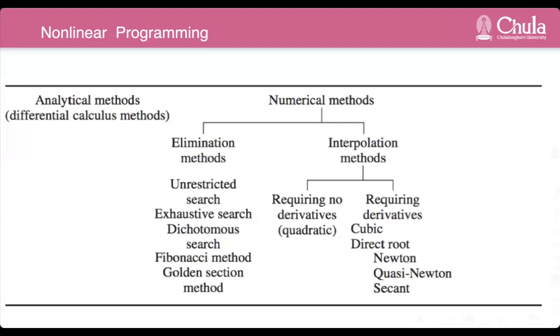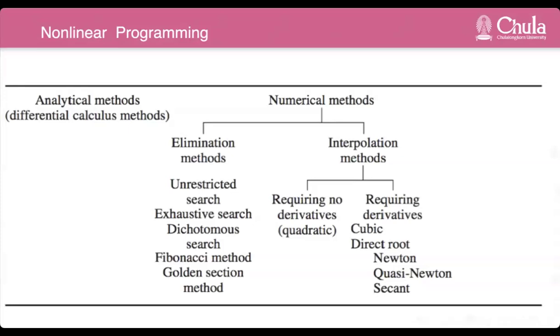And what about elimination method? The idea of elimination method is totally different. For elimination method, assume that we have area of interest. And then from the area of interest, if you want to find the optimum point in that area of interest, you can eliminate the part that does not contain the optimum point.